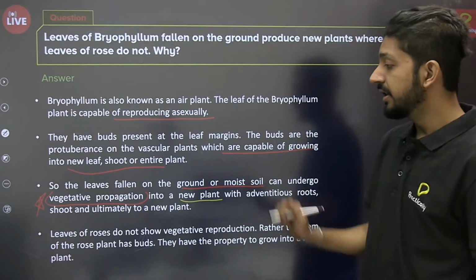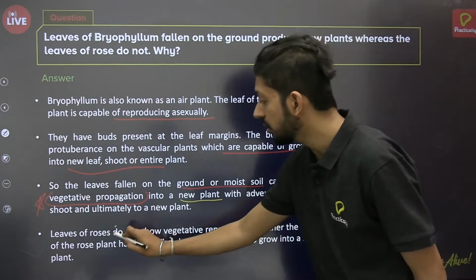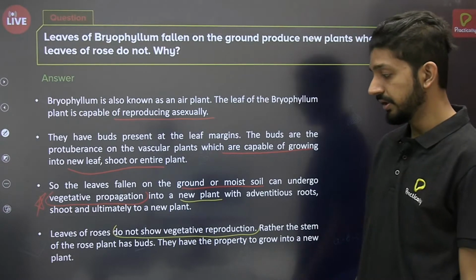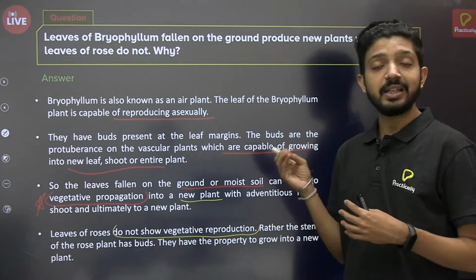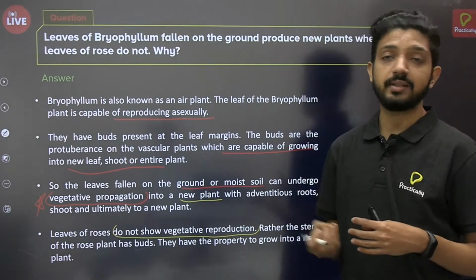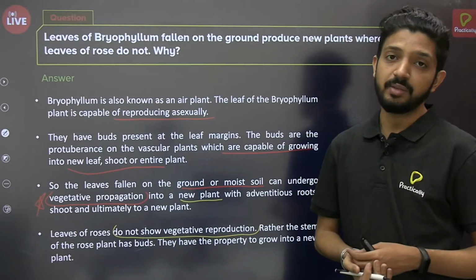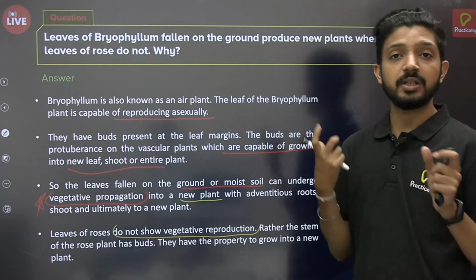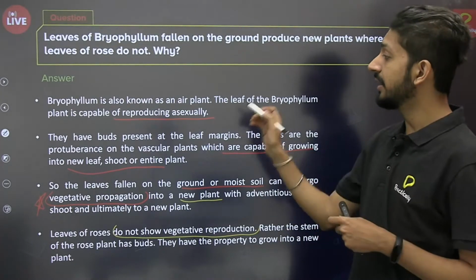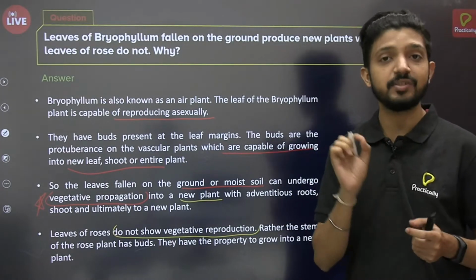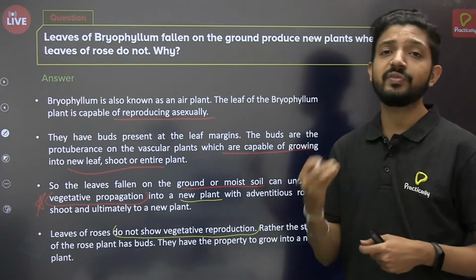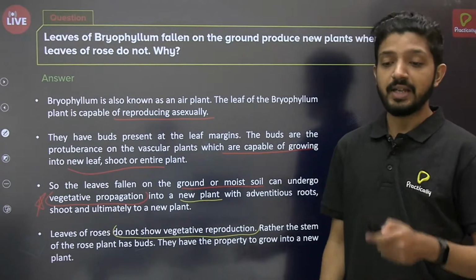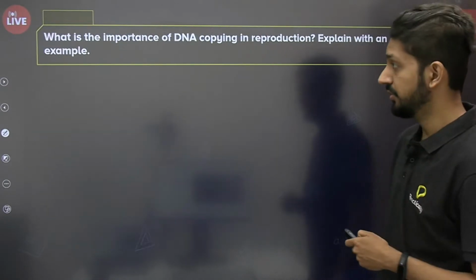Okay, and leaves of roses do not show vegetative propagation or vegetative reproduction. So that's why leaves of rose cannot undergo that, whereas that of bryophyllum undergo. So in this way we have to differentiate between the properties of bryophyllum and rose, and the underlined words are the important points which have to appear, and around that you can frame your answer. Okay, so this was the first question. Now let's move on to the next question.